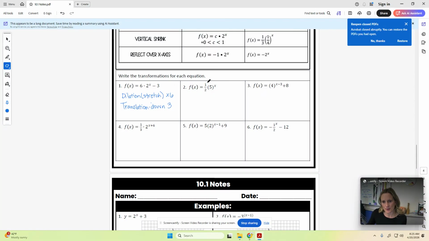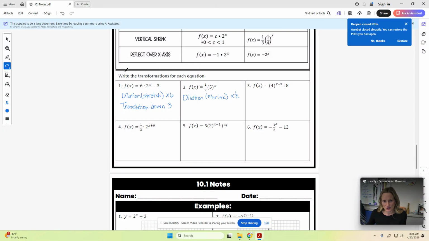In the next one, our parent function would be the 5 to the x, so the only transformation is this dilation of 1/2, and that's going to shrink this graph. It's going to grow half as fast. And that's like saying that you're going to multiply every y value by 1/2, so that x is meaning multiplication, so times 1/2 there.